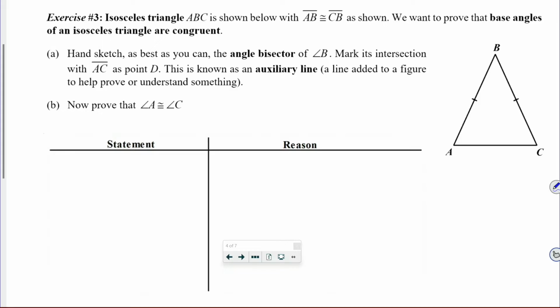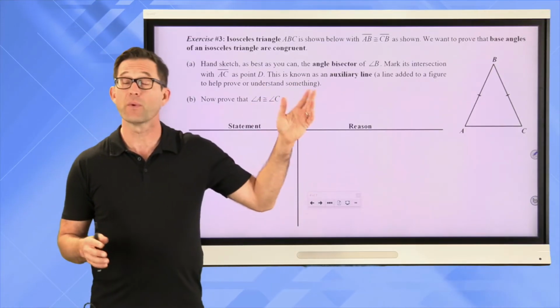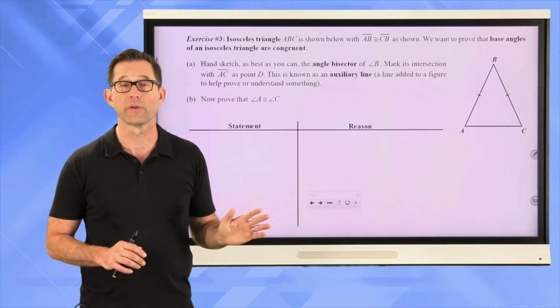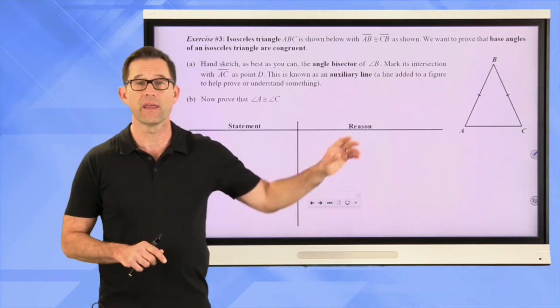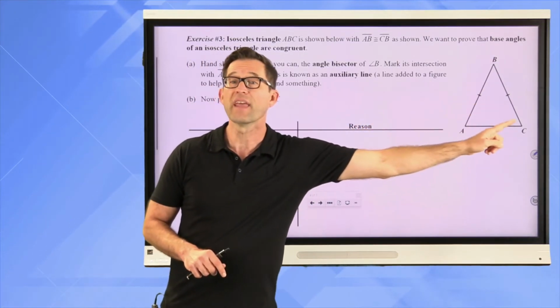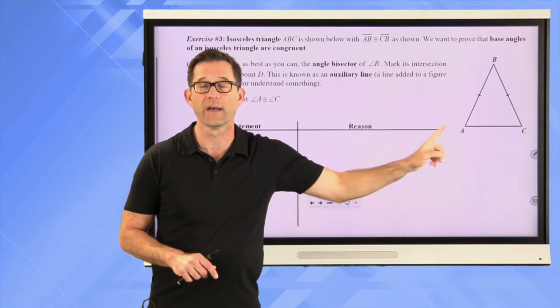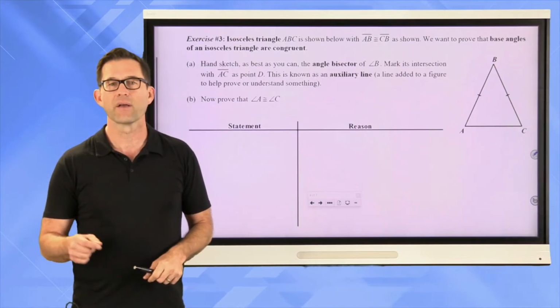Isosceles triangle ABC is shown below with AB congruent to CB as shown. We want to prove that the base angles of an isosceles triangle are congruent. So take a moment about this. Now, we actually proved this with rigid motions earlier in the course, but now we're going to do it with a Euclidean triangle proof, right? This idea that if we have an isosceles triangle, a triangle where two sides are congruent, then the angles opposite those two sides are also congruent. So somehow, we want to prove that angle A and angle C are congruent.